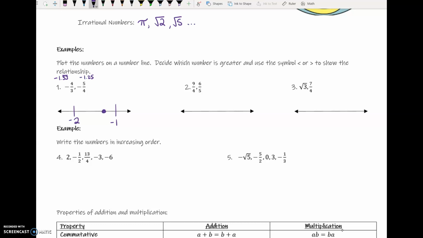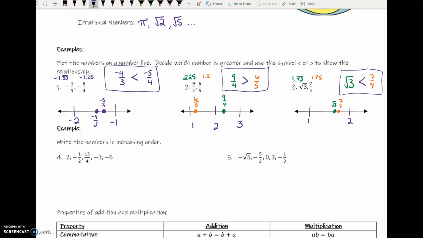So here's -1, here's -2, 0 would be somewhere over here. -1.25 would actually be closer to 0, so -5/4 would be here. -1.33 would be a little bit farther away from 0, so that's where -4/3 is. So if we wrote these out, -4/3 and -5/4, -5/4 is closer to 0, so it is bigger, and the alligator eats the bigger number. Take a moment and do 2 and 3 on your own. Pause the video, do 2 and 3 on your own.